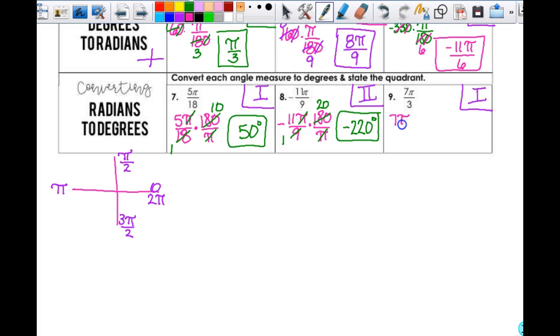I got 7 pi thirds. I'm going to multiply that by 180 over pi. The pi's cancel out. I can reduce the 3 and the 180. So I get 7 times 60, which is what? 420. Okay, so I get 420 degrees. And so I'm here. I go around 360 degrees, and then that would give me another 60 up here in the first quadrant.